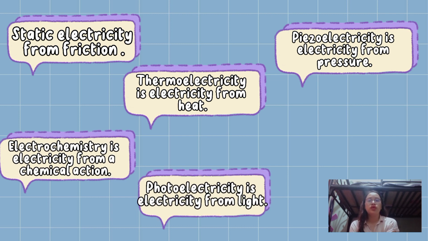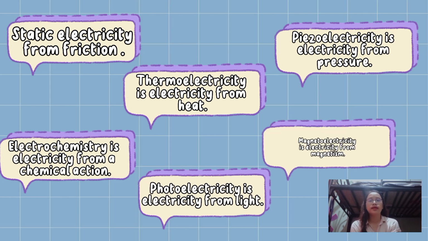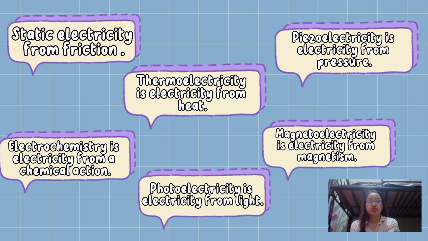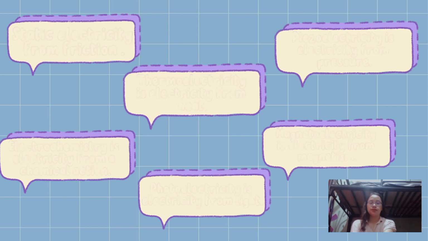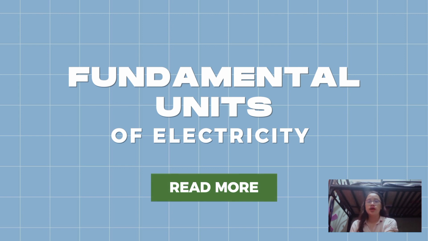Fifth, photoelectricity is electricity from light. And lastly, magnetoelectricity is electricity from magnetism. So there are fundamental units of electricity.